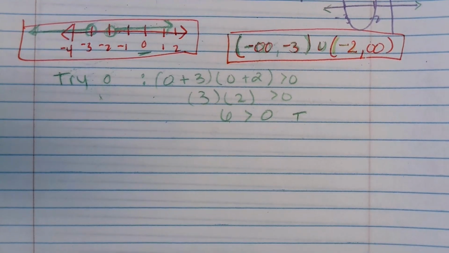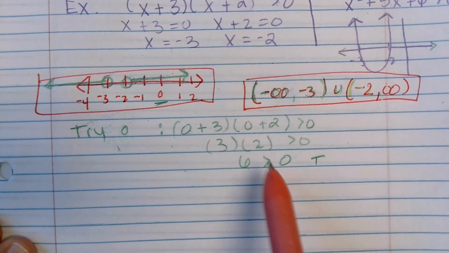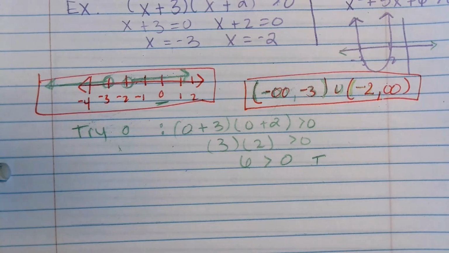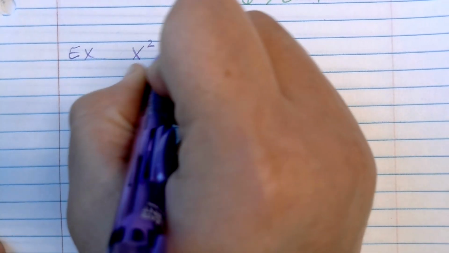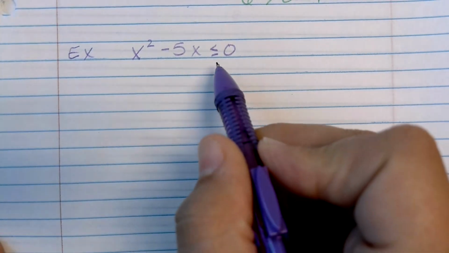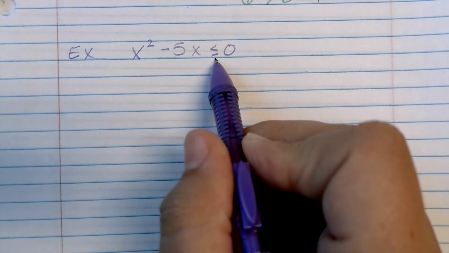Okay, I'm going to do a couple more, but I want you to notice right here that this was a greater than symbol, so we shaded in the outside area. The pattern will hold true. I'm going to take a look at another example. This one is not factored, and it only has 2 terms. And it's also going to be included because of the less than.